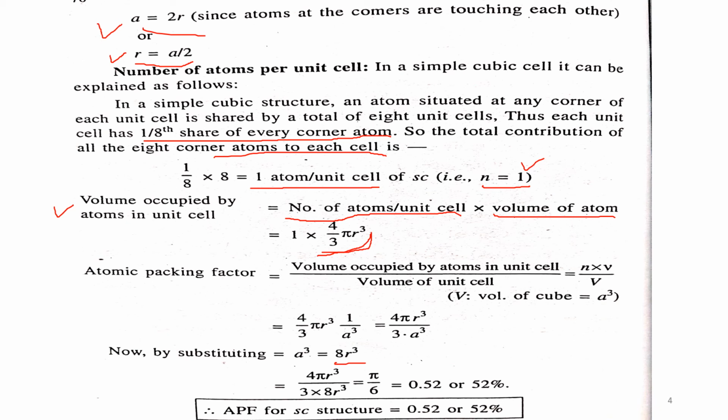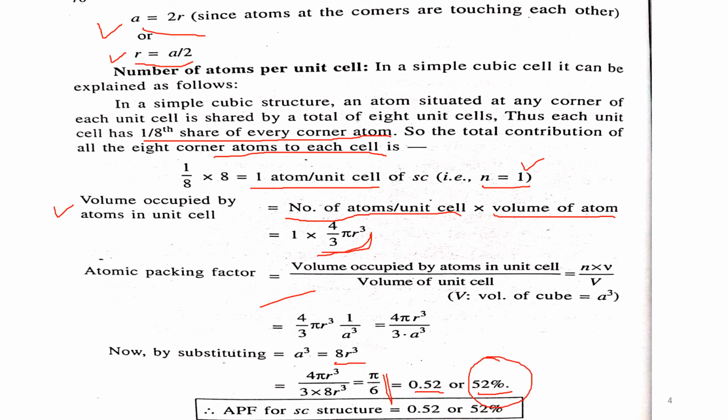By substituting this in the above equation, we get 4 pi r cube by 3 into 8r cube, which is equal to pi by 6. We know the value of pi, therefore we can easily determine it is equal to 0.52, or in percentage we can say it is 52%. Therefore, the atomic packing factor or the packing density is 52%.